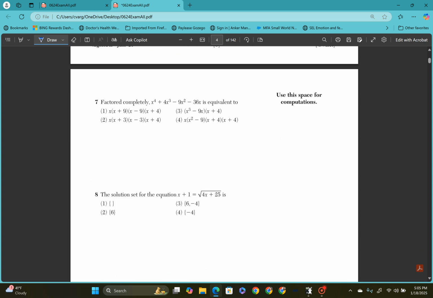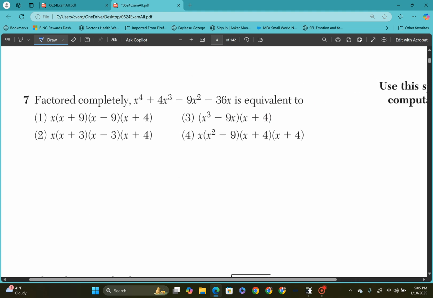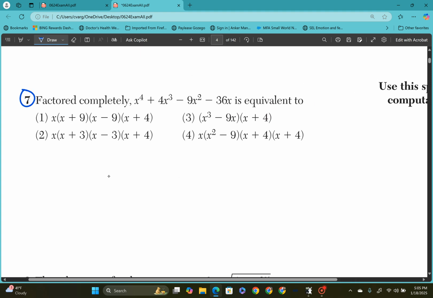Question number 7. Here I told you guys that whenever you see a question like this, you should always make sure that you underline the word completely, because they're going to try to trick you. For example, this is not going to be our answer because x squared minus 9 can be factored more, and this is not going to be our answer because x to the third minus 9x can be factored more as well. So let's figure out what our answer is.